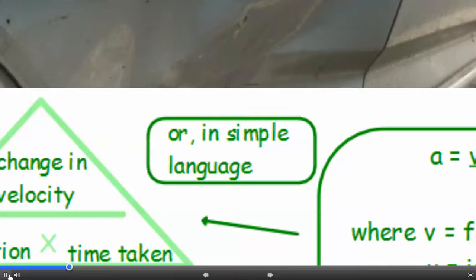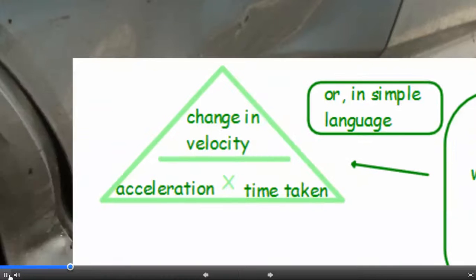Or you can put it into slightly simpler language. You can make one of these lovely triangles that are so helpful. Change in velocity at the top, acceleration times time taken at the bottom, cover up the one you're looking for, and the position of the other two tell you what to do. If you're looking for the time taken, then it's change in velocity divided by acceleration, and so on.